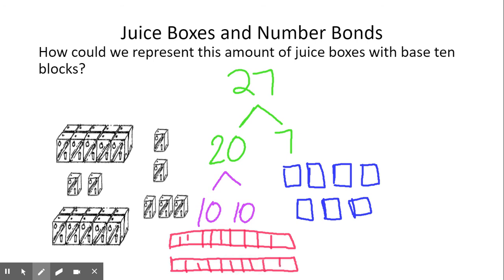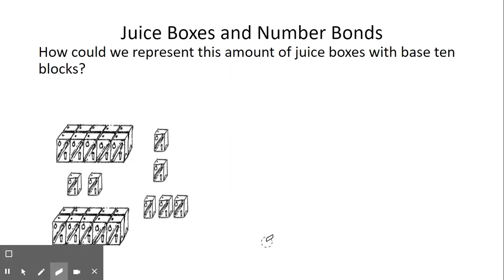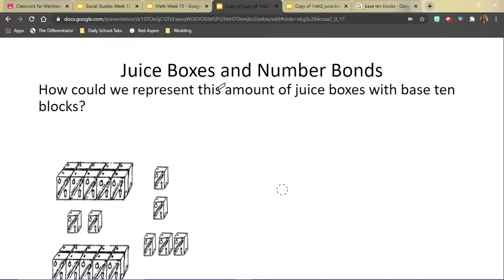The most important part is to make sure that they have 10 blocks inside. So 1, 2, 3, 4, 5, 6, 7, 8, 9, 10. 1, 2, 3, 4, 5, 6, 7, 8, 9, 10. So now I have 20 represented here and 7 represented here. And together that makes 27. Good job, Super Scholar.